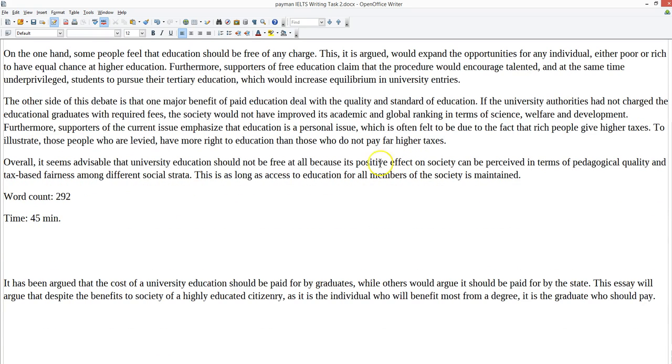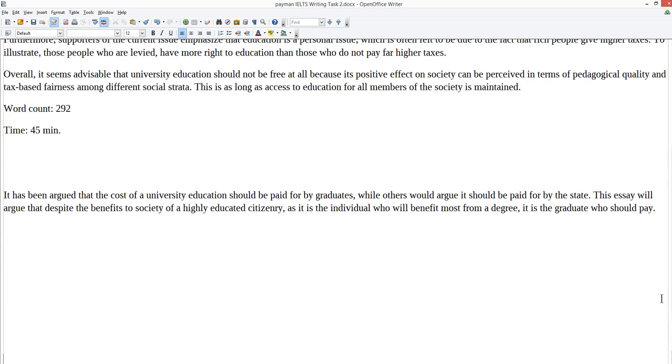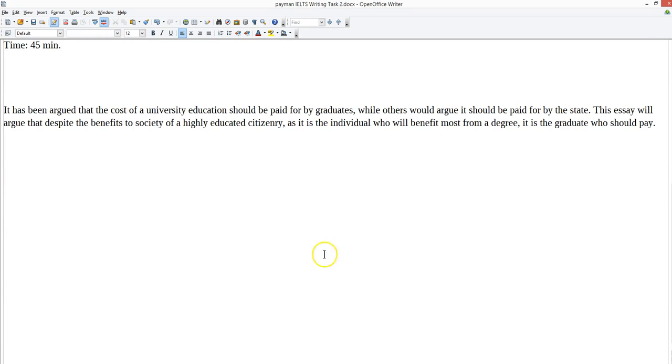Now, I just wrote a quick introduction, and I'll show you some examples in a second. So, simple restatement. It has been argued that the cost of university education should be paid for by graduates, while others argue it should be paid for by the state.